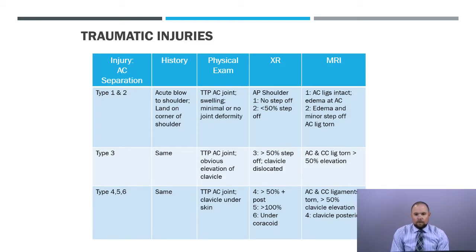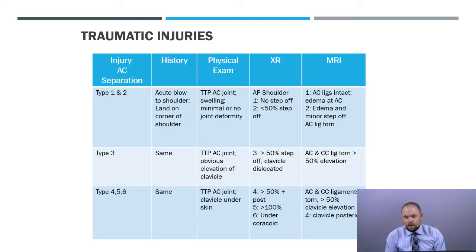As far as advanced imaging on these, it's not necessary initially, especially in these lower grade type 1 and type 2 injuries. If you do get MRIs on the lower grade injuries, you'll typically see that the ligaments are intact, both the acromioclavicular and the coracoclavicular ligaments. Type 2s, you may see a little bit of edema, and the AC ligament may be torn as well, which is allowing for that step off.